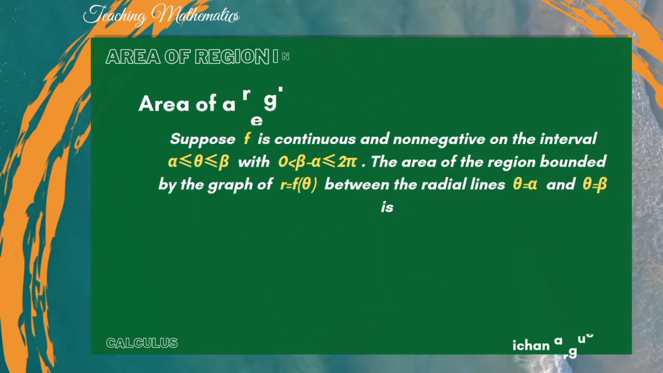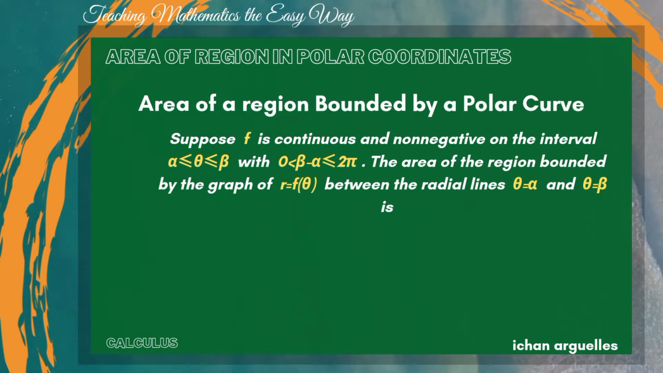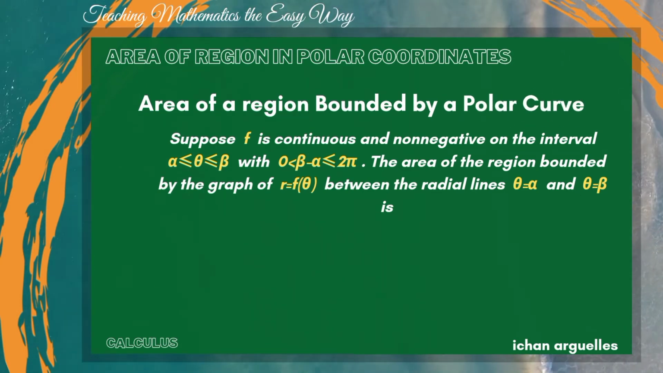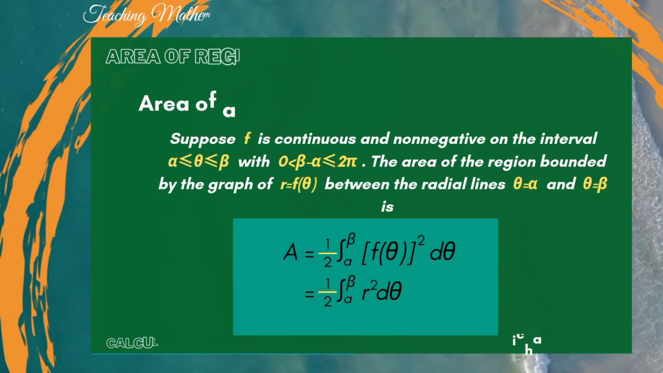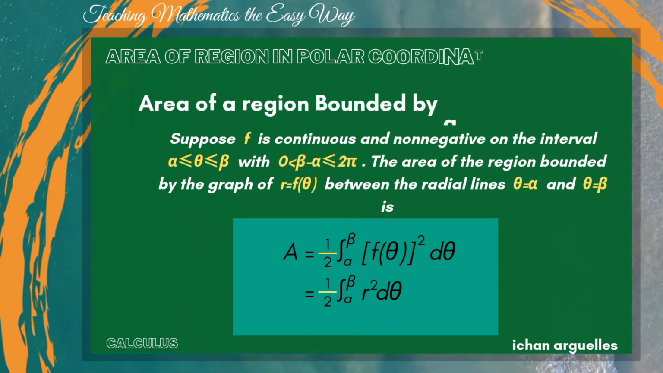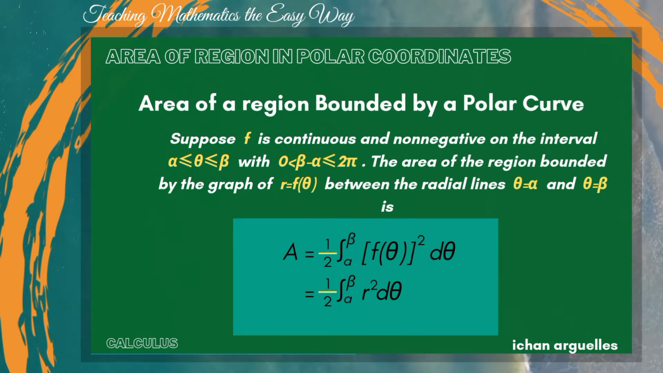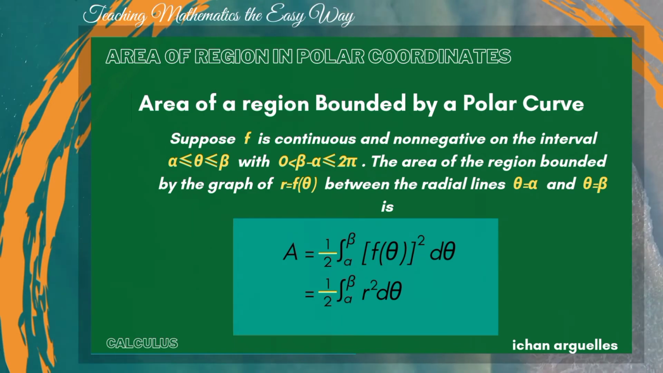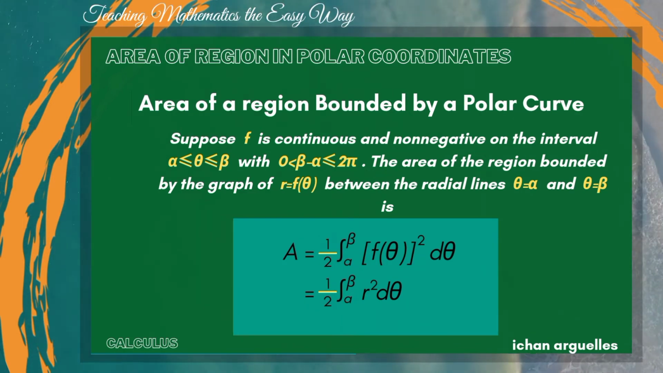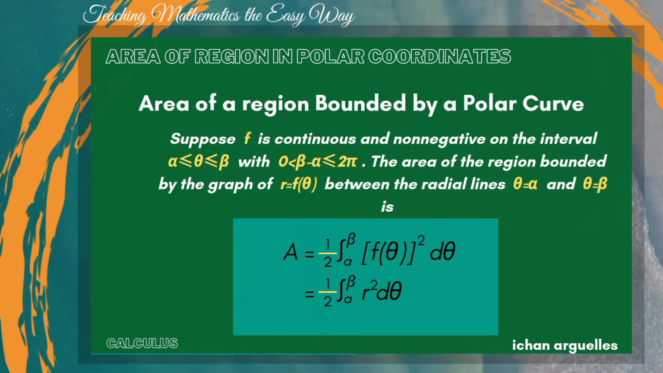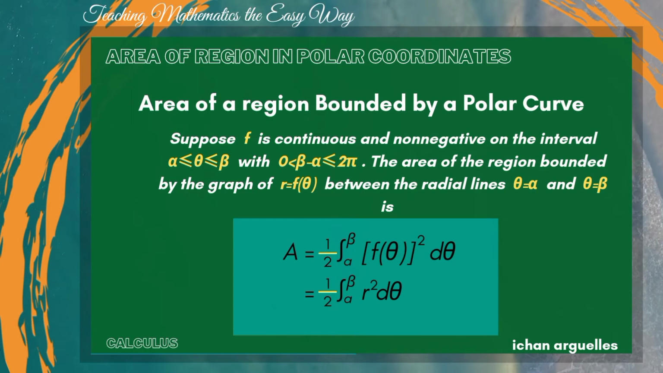Suppose f is continuous and non-negative on the interval alpha is less than or equal to theta, which is less than or equal to beta, with 0 less than beta minus alpha, which is less than or equal to 2 pi. The area of the region bounded by the graph of r equals f of theta between the radial lines theta equals alpha and theta equals beta is this.